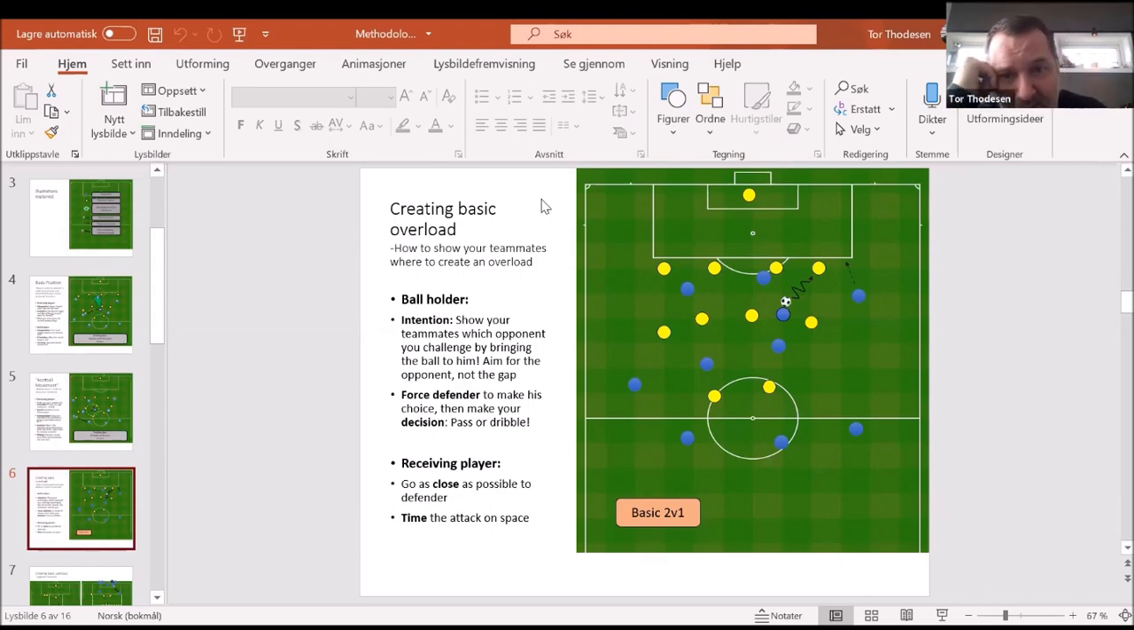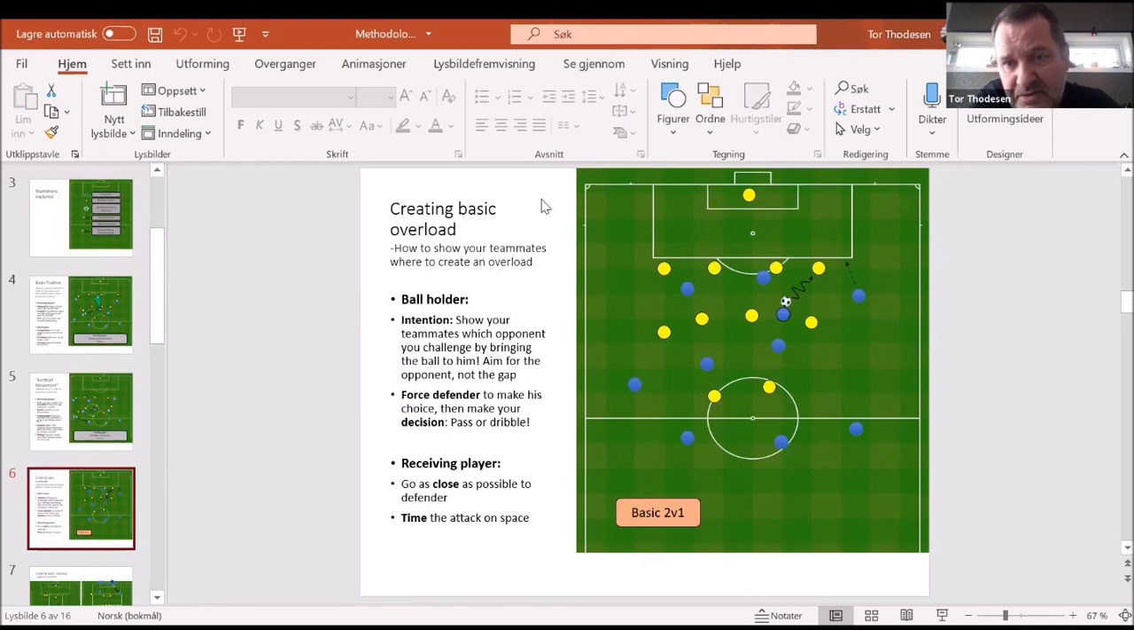And that is something that needs to be learned at a young age, of course. And these details, at least in Scandinavian football, are not at all put enough emphasis on, and I recommend all coaches to get to a detail level where all these things are clear and are taught. Force the defender to make his first choice. Make a move, take one step forward, then you make your decision to dribble or pass.